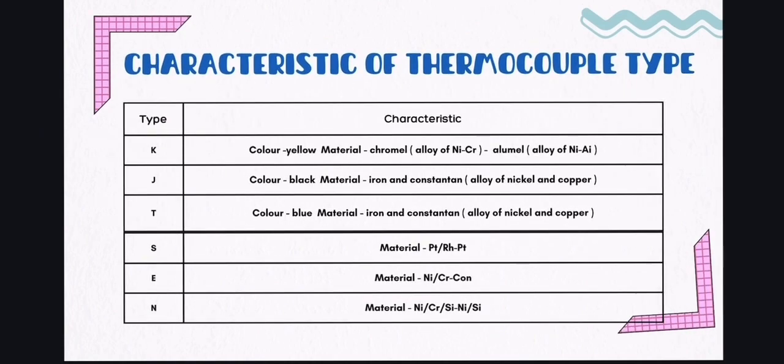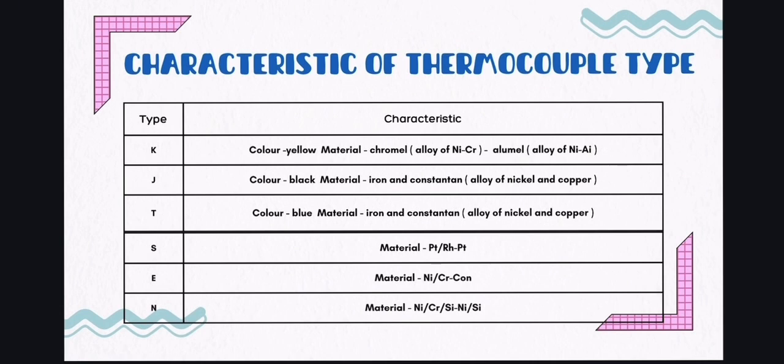Characteristics of thermocouple types. Type K. Color yellow, material chromel, an alloy of NiCr, and alumel, an alloy of NiAl. J. Color black, material iron and constantan, an alloy of nickel and copper. T. Color blue, material copper and constantan, an alloy of nickel and copper. S. Material platinum/rhodium, Pt/Rh. E. Material Ni/Cr and constantan. N. Material Ni/Cr/Si and Ni/Si.